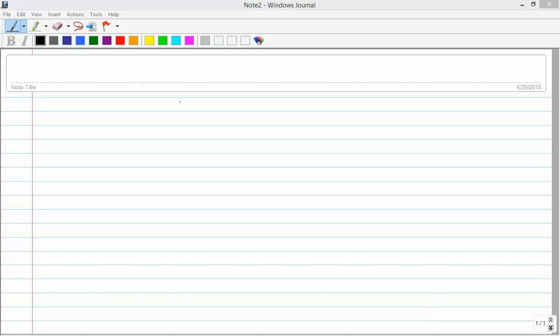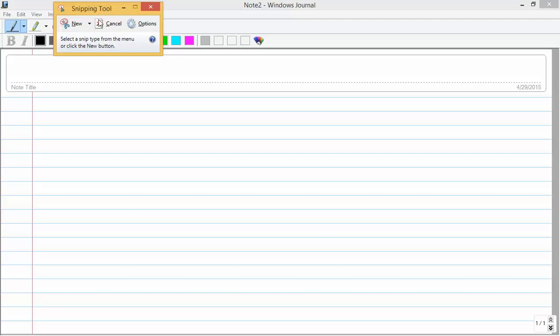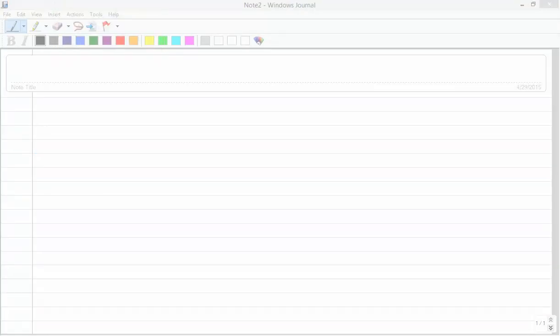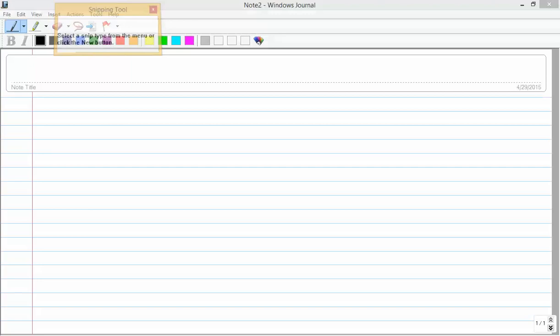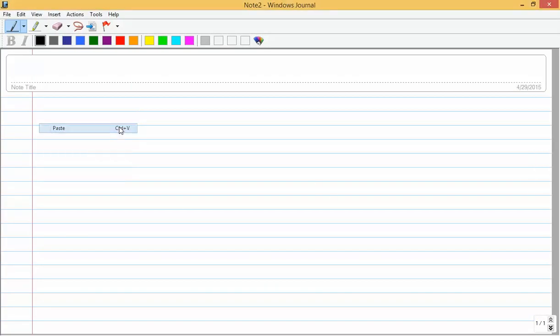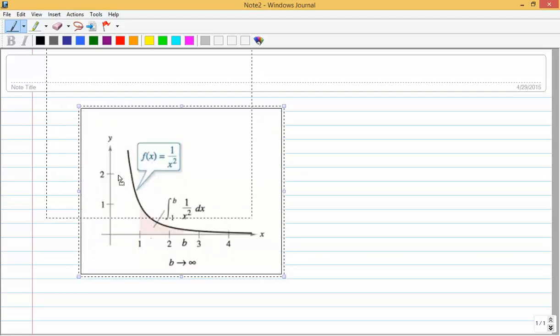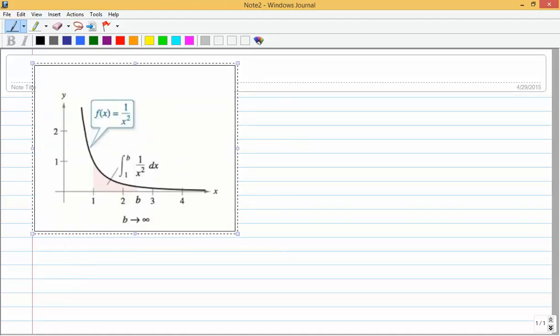Let's say that we were looking at the graph of 1 over x squared. So I'm going to show you what I'm talking about. All right, here's the graph of 1 over x squared. It's got some other stuff on there too. But there's the graph of 1 over x squared.